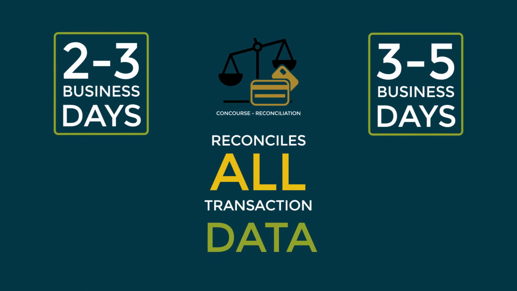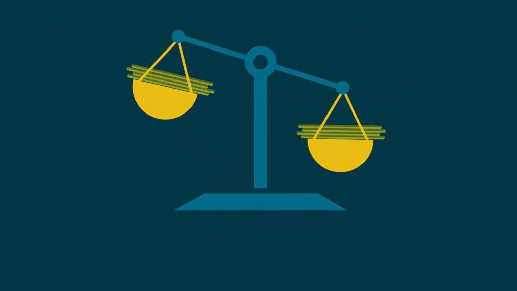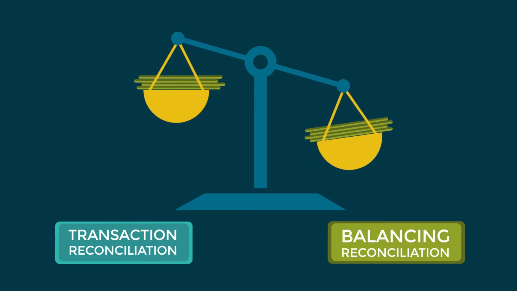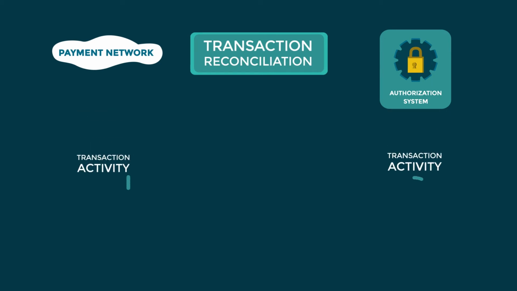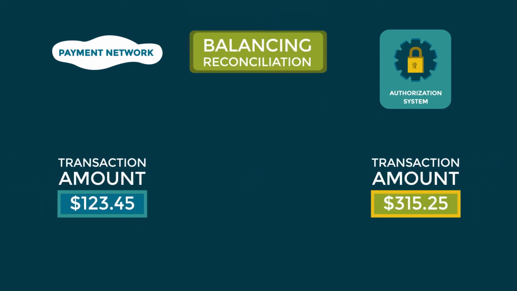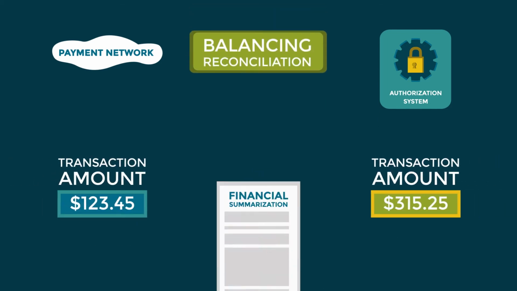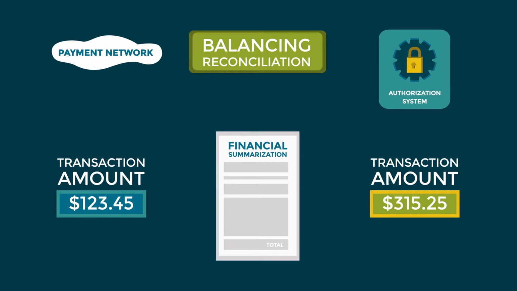Mark likes that Concourse can reconcile all the transaction data even if the data sources use different business day boundaries. He also likes that Concourse Reconciliation can perform both transaction reconciliation and balancing reconciliation. Transaction reconciliation matches transaction activity details between two or more data sources and provides a view of transaction discrepancies. Balancing reconciliation matches transaction amounts between two data sources and provides a financial summarization, including suspense totals.